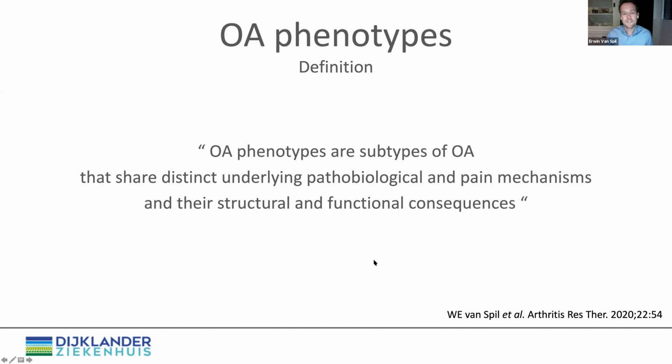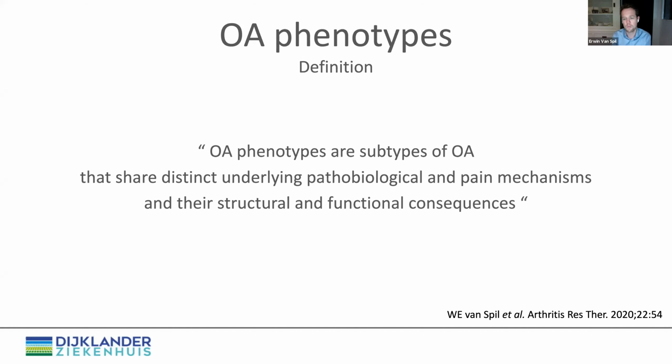The definition we arrived at is that OA phenotypes are subtypes of OA that share distinct underlying pathobiological and pain mechanisms and their structural and functional consequences. So a difference between men and women might be different phenotypes, but that's not necessarily so. If you're doing phenotype research, in our opinion, you should try to look for the differences in the underlying mechanisms to see if there are different phenotypes.